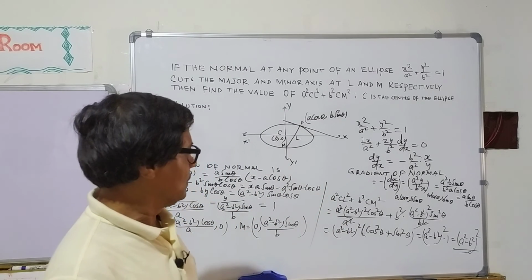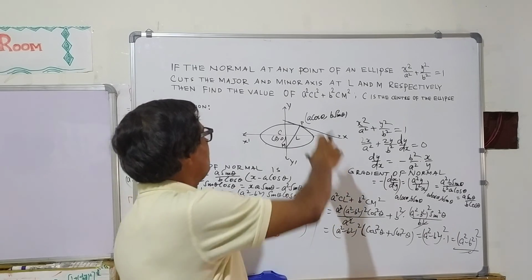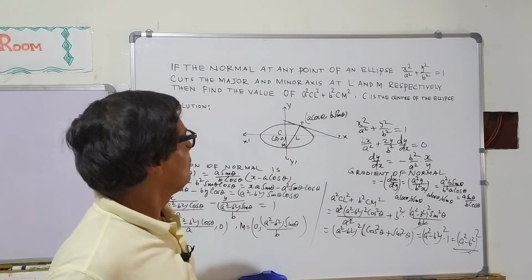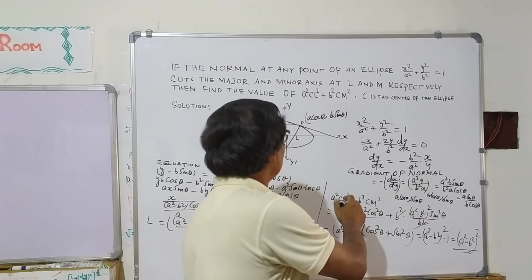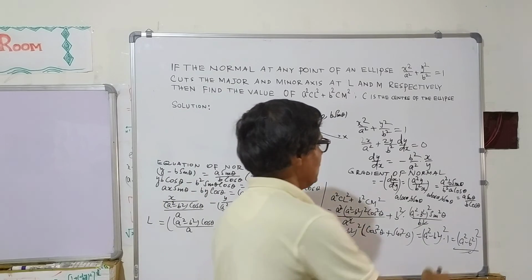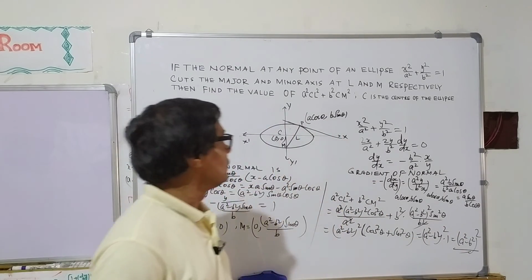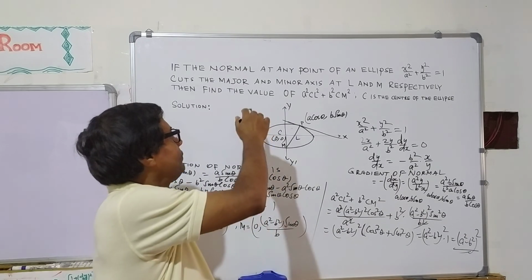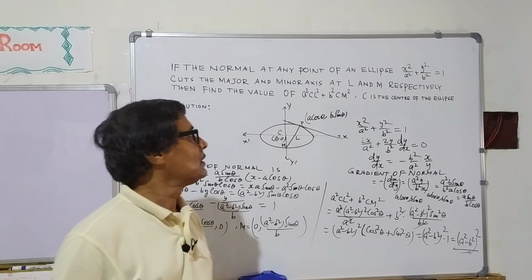So, we have found the value of the term a square CL square plus b square CM square, and this value is (a square minus b square) whole square. Thus we have found the value of a square CL square plus b square CM square.